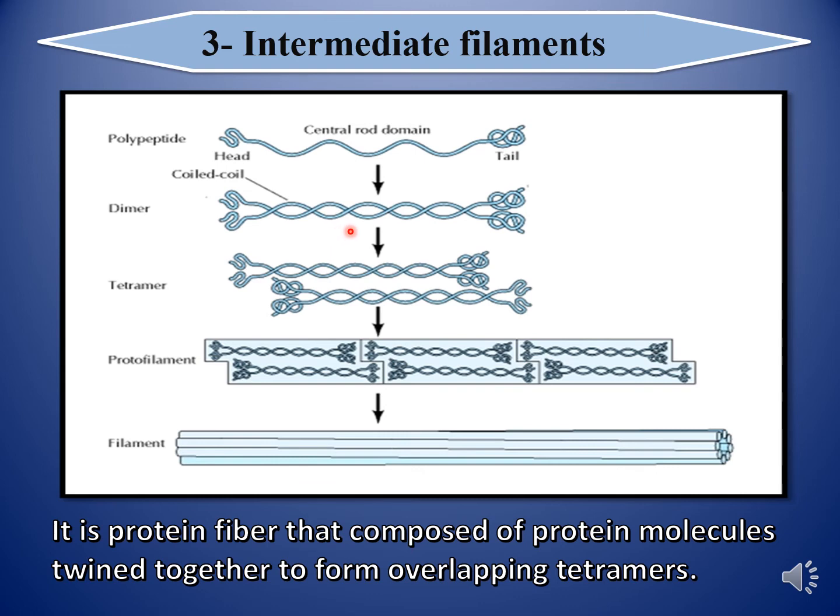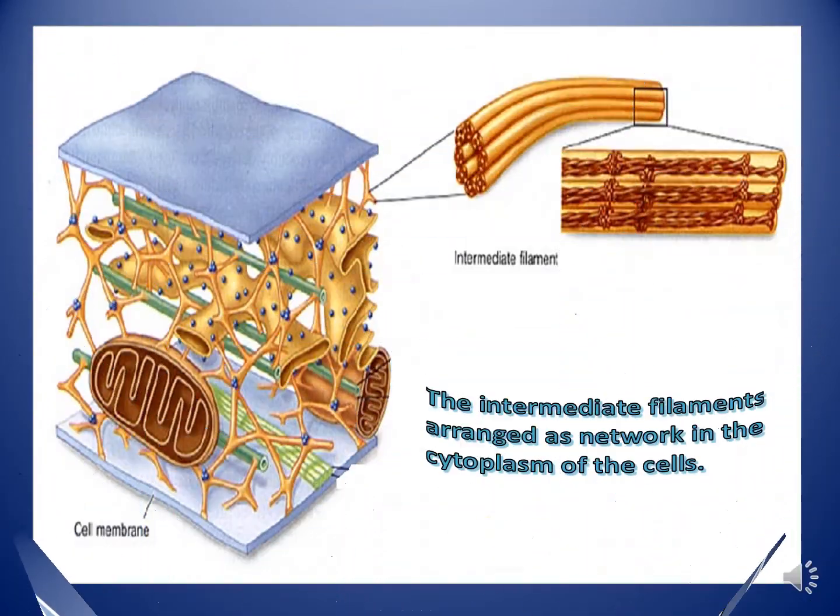The protein molecules arrange as a double helix to form a dimer. These dimers associate with another dimer to form tetramers. These tetramers form the wall of intermediate filaments. The intermediate filaments arrange as a network in the cytoplasm of the cell.